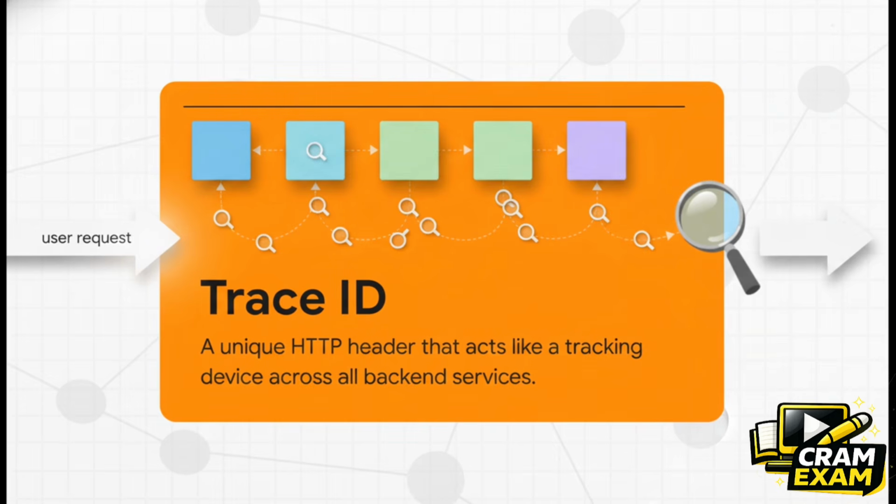AWS X-Ray is a distributed tracing service that literally follows a single user request from the exact millisecond it hits your front door all the way through every single backend service. It manages this by injecting a unique HTTP header, the Trace ID, right into the request. You can think of it exactly like a digital tracking device slapped onto a package.